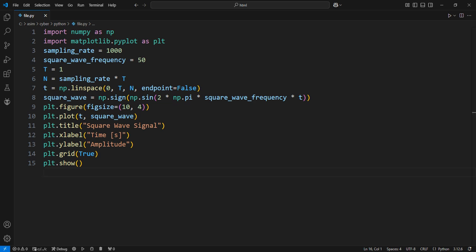Now, let's compute the fast Fourier transform, FFT, of the square wave. FFT will transform our time domain signal into the frequency domain. np.fft.fft performs the fast Fourier transform. It takes the square wave signal as input and returns the frequency components of the signal.